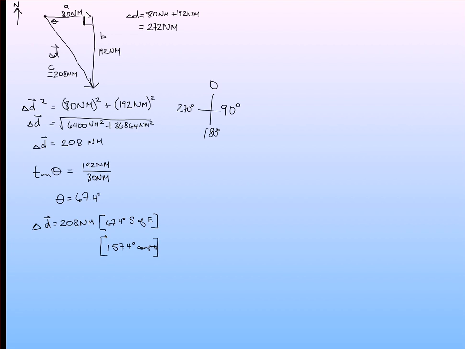Part 2 of this question asks, if the average speed of the boat was 80 nautical miles per hour, then what is its average velocity? Now, let's examine that. We have a couple of equations that we can work with. Average speed equals distance over time.